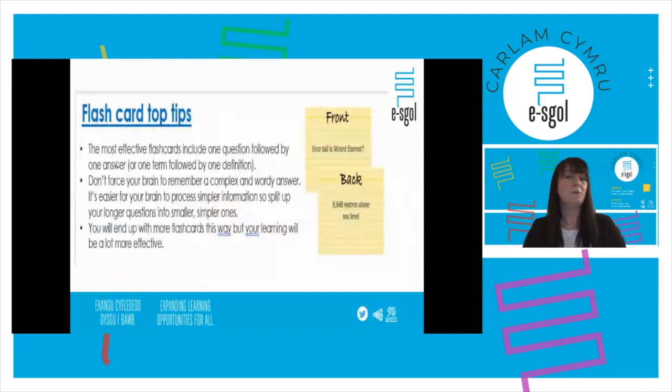Now, as I said, with flashcards, keep the information concise. Only have one term or one definition on there. Don't force your brain to remember really complex and wordy answers. It's really difficult to be able to do that. And it's much easier for your brain to process simple information. So if you do have a long answer, for example, make sure you split it into smaller cards and have a few of them rather than try and cram everything onto one flashcard. You will end up with more flashcards, but your learning will be a lot more effective.